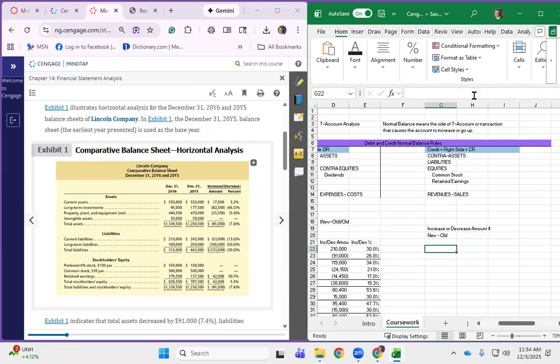The second one is increase or decrease as a percentage. So you just take that one we just did, right? So let me put it down. New minus old, and then you're going to divide by old. So one more step to get that percentage amount. And then you're going to line it up horizontally throughout this balance sheet, right?